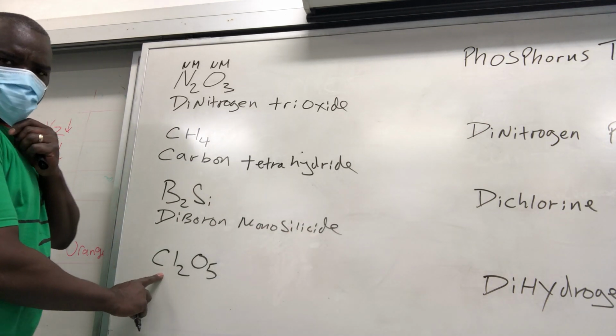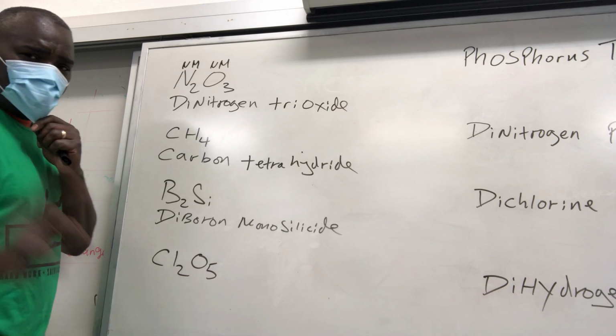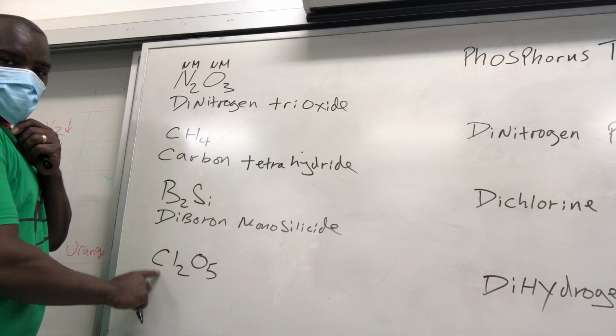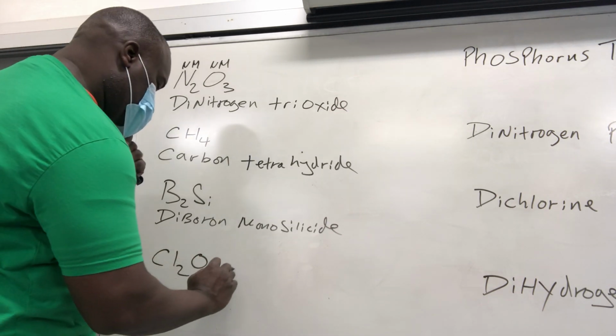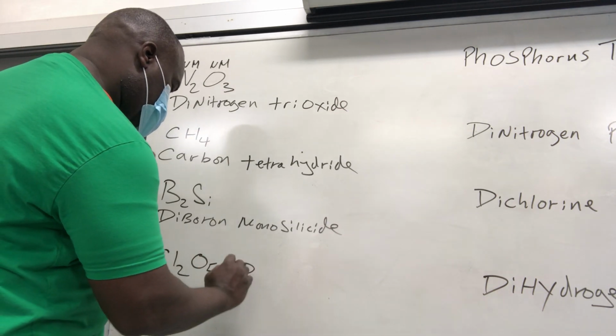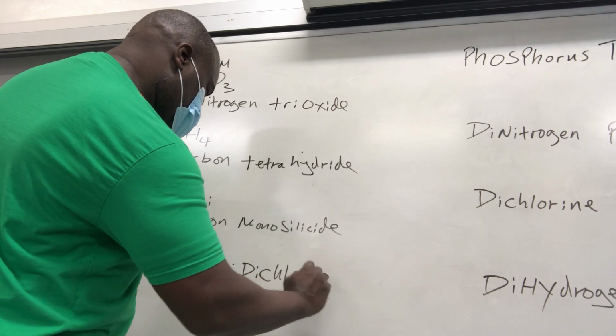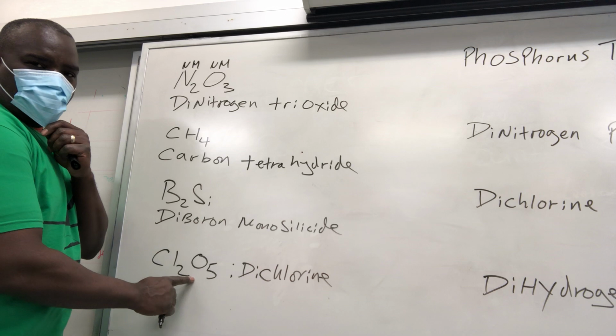This guy right here is Cl2O5. Now how would you name that? Okay, you got 2 chlorines, right? So simply say dichlorine. Okay, alrighty. You got 5 oxygens.